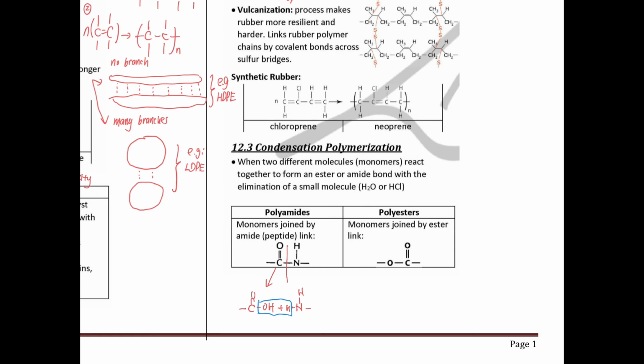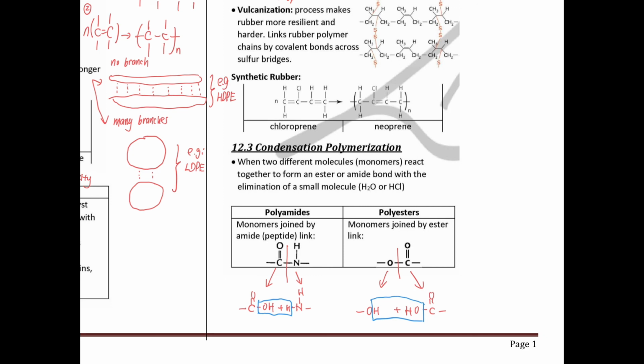Ester, a quick revision. Ester is formed by alcohol plus carboxylic acid, where the carboxylic acid removes OH and the alcohol removes H. Then they form an ester. So again, with these two examples, you can see they are removing H2O.